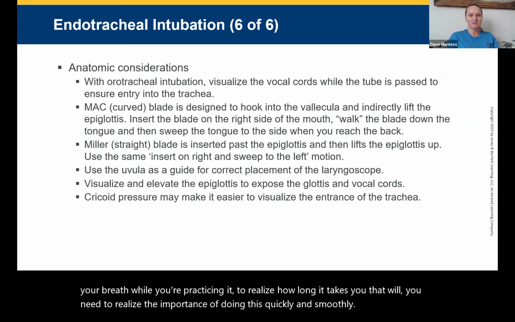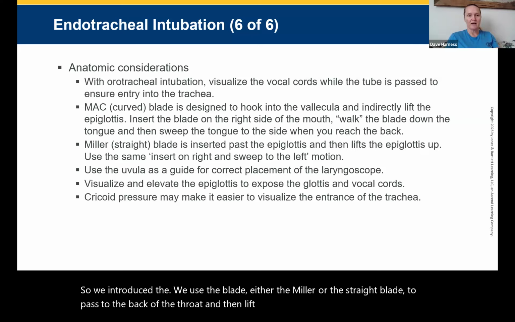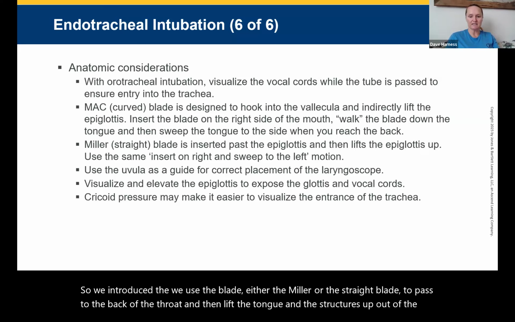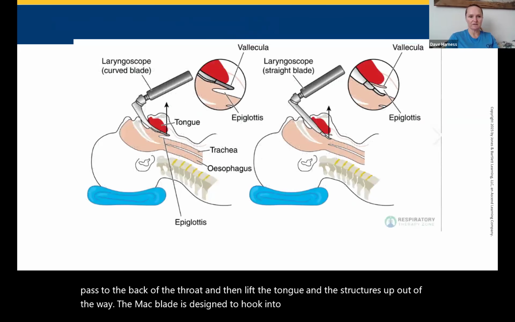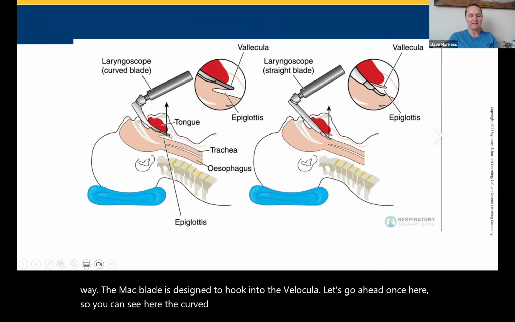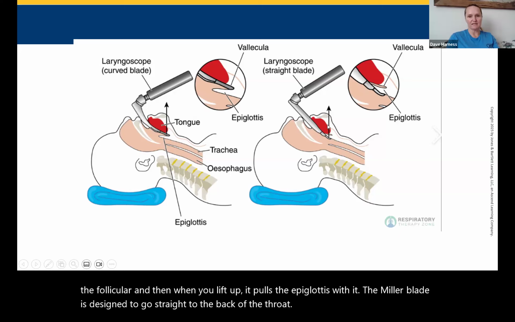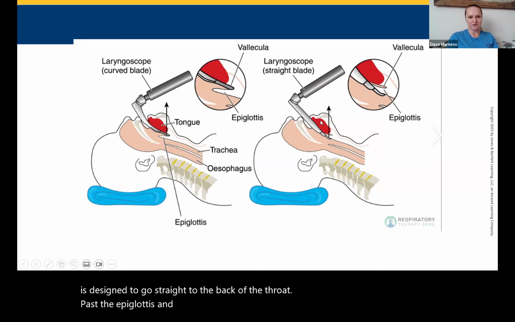So we use the blade, either the Miller or the straight blade, to pass to the back of the throat and then lift the tongue and the structures up out of the way. The Mac blade is designed to hook into the vallecula. So you can see here the curved blade comes down the tongue and then hooks into the vallecula. And then when you lift up, it pulls the epiglottis with it. The Miller blade is designed to go straight to the back of the throat, past the epiglottis, and when you lift up, you lift the structures with it.